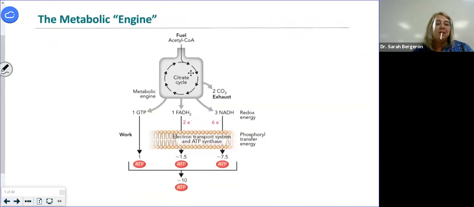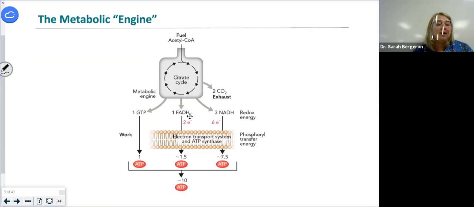Okay. So here's our cycle, right? We have acetyl-CoA that is our primary fuel source. And our waste product that we don't want is going to be carbon dioxide, right? This is why you exhale carbon dioxide and inhale O2, because you're going to need O2 to drive the citrate cycle. You're going to make that 1 GTP, and that 1 GTP is equivalent to 1 ATP, right? That's what we said before.